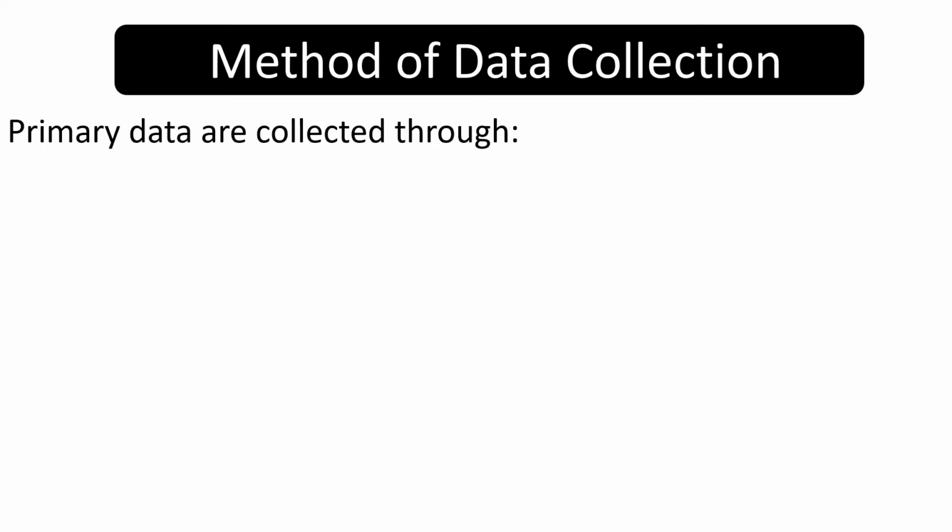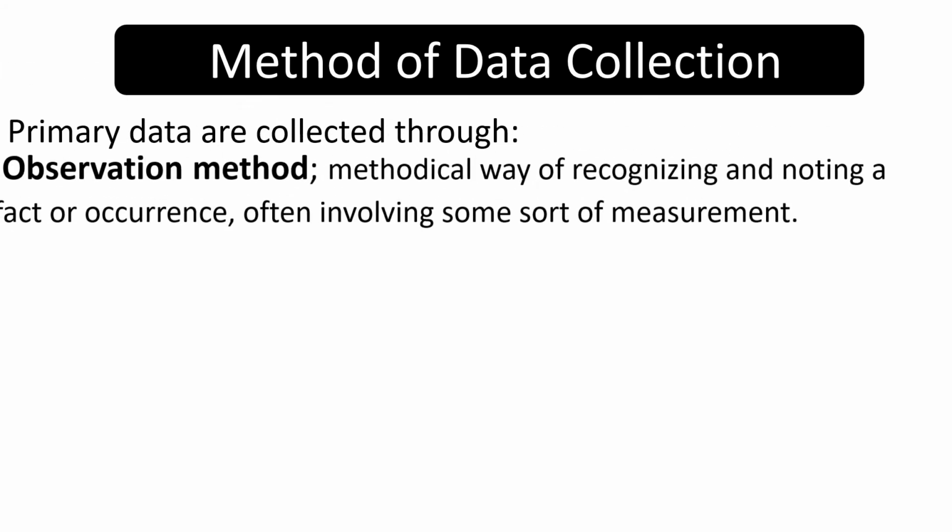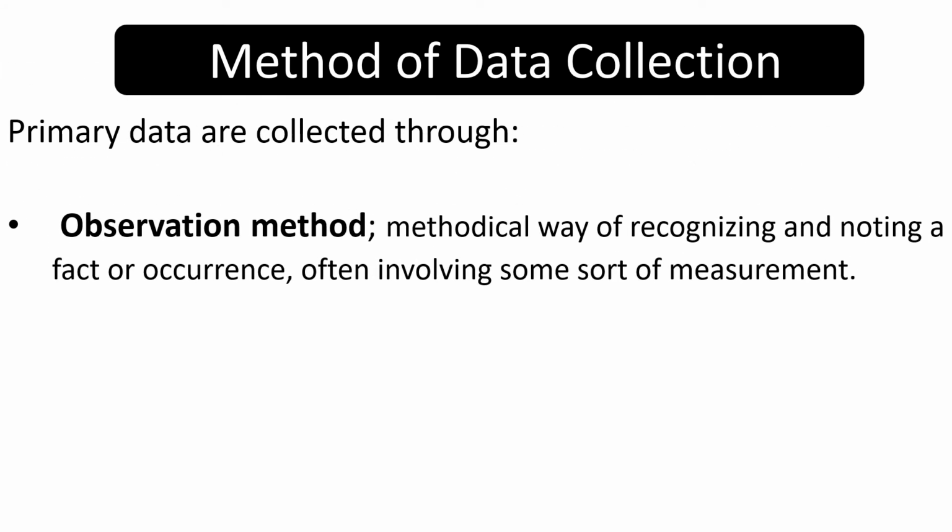What are the methods of collecting primary data? Observation method. From the name, you observe. It's a methodological way of recognizing. You recognize or you note a fact or occurrence, often involving some sort of measurement.